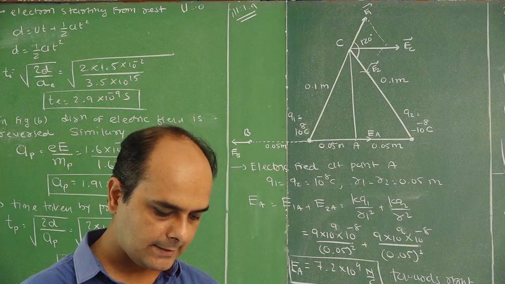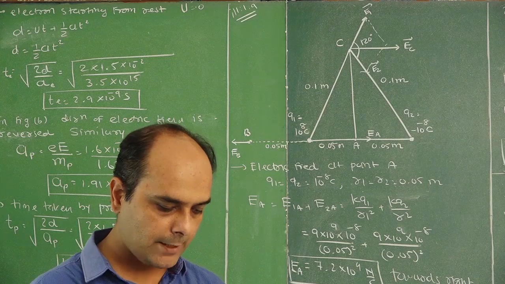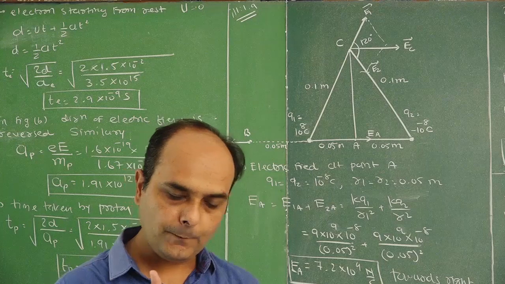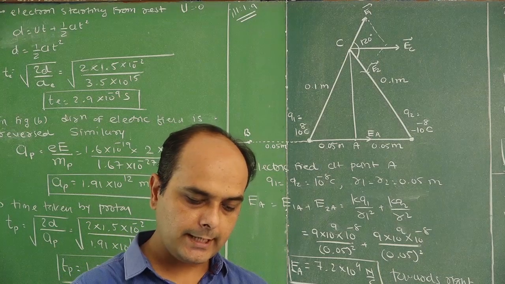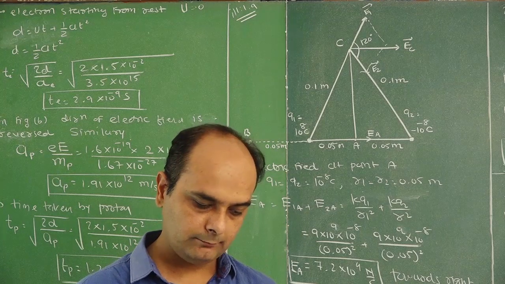The question is like this. The question of illustration number 9 is given by two point charges Q1 and Q2 of magnitude plus 10 raised to minus 8 coulomb and minus 10 raised to minus 8 coulomb respectively.